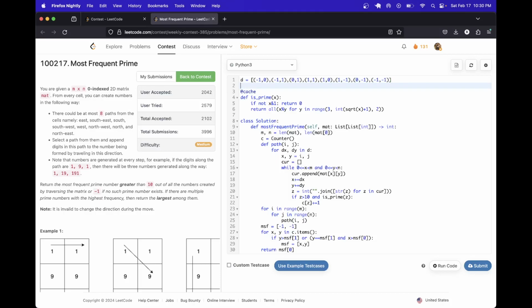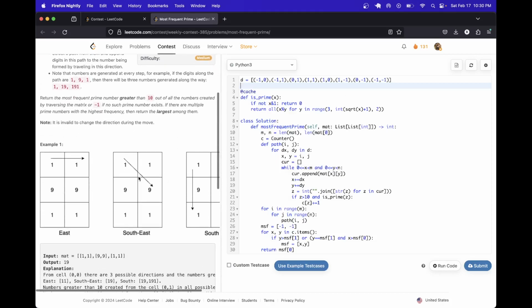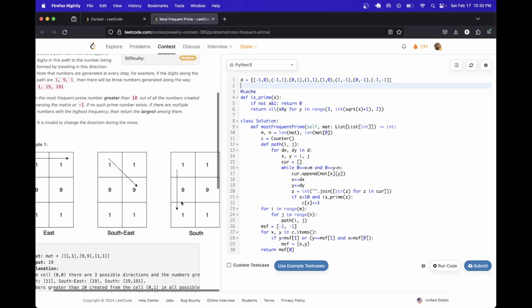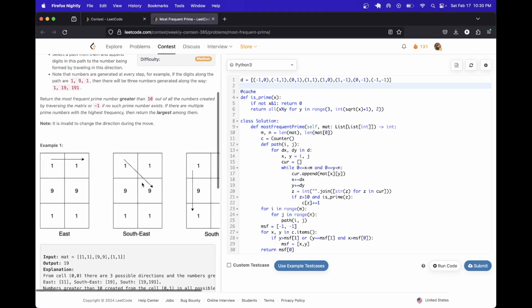This one, I think, is just a matter of debugging more than anything. It's just sort of like doing what they're telling you to do kind of quickly. They're saying draw a line starting at any cell, going in any specific direction. You continue going in that direction. That line traces out a number, so like 11 or 19 or 191, and all the numbers along the way, because the line doesn't necessarily start and end at a wall. So like 19 also encapsulates 1. And add up all of those, figure out what the most common prime above 10 is.